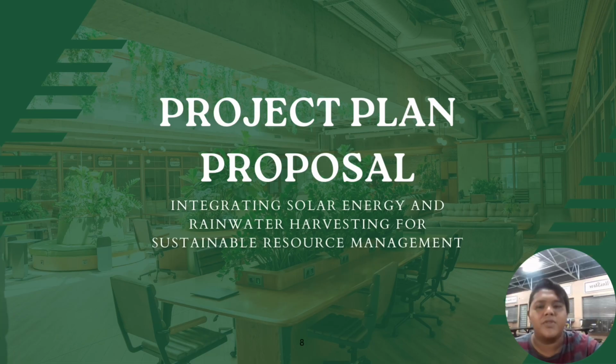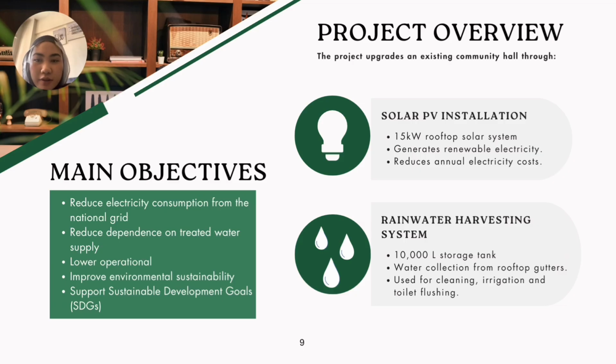Now, moving on to the project plan proposal: integrating solar energy and rainwater harvesting for sustainable resource management. For the project overview, we have two upgrades. The first is the solar PV installation, where a 50 kilowatt rooftop solar system will be used to generate renewable electricity and reduce annual electricity cost. The second is the rainwater harvesting system. We use a 10,000 liter storage tank with water collection from rooftop gutters, and it will be used for cleaning, irrigation, and toilet flushing.